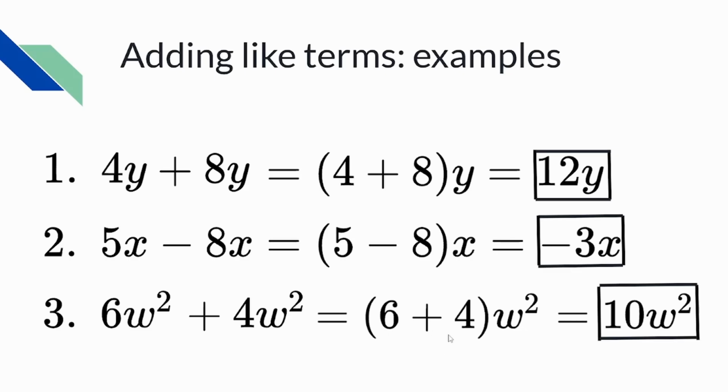Here, once again, we add the coefficients. We add 6 plus 4, and we get 10. So the answer is 10w squared.